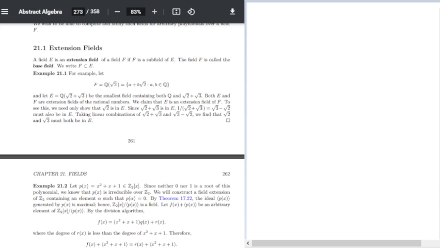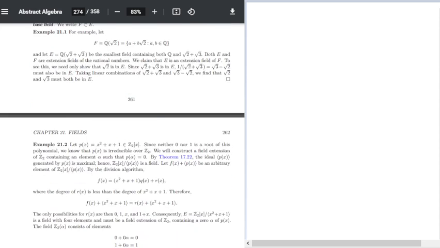Because E and F are extension fields of the rational numbers, we claim that E is an extension field of F. To see this, we need only show that √2 is in E. Since √2 + √3 is in E, 1/(√2 + √3) = √3 - √2 must also be in E. Taking linear combinations of √2 + √3 and √3 - √2, we find that √2 and √3 must be in E.